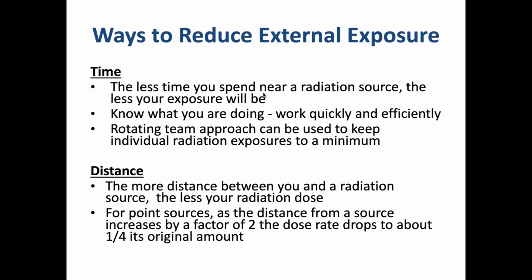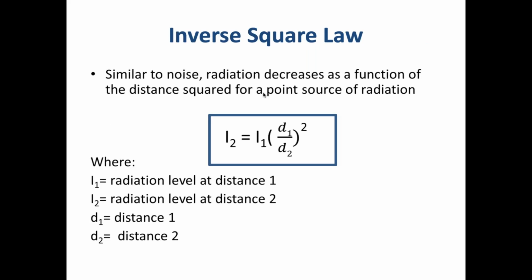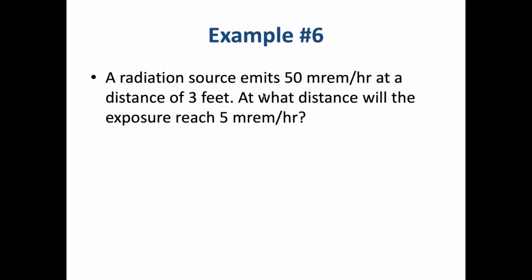Distance: the more distance you have from the radiation source, the less your dose will be. And again, double the distance, a quarter of the amount of radiation; triple the distance, a ninth the amount of radiation. Inverse square law, similar to noise, it's exactly the same formula. Radiation at distance 2, the final distance, is equal to radiation at distance 1 times the square of the ratio of the two distances. I think we've got that formula. That's an example, sure. There we go.